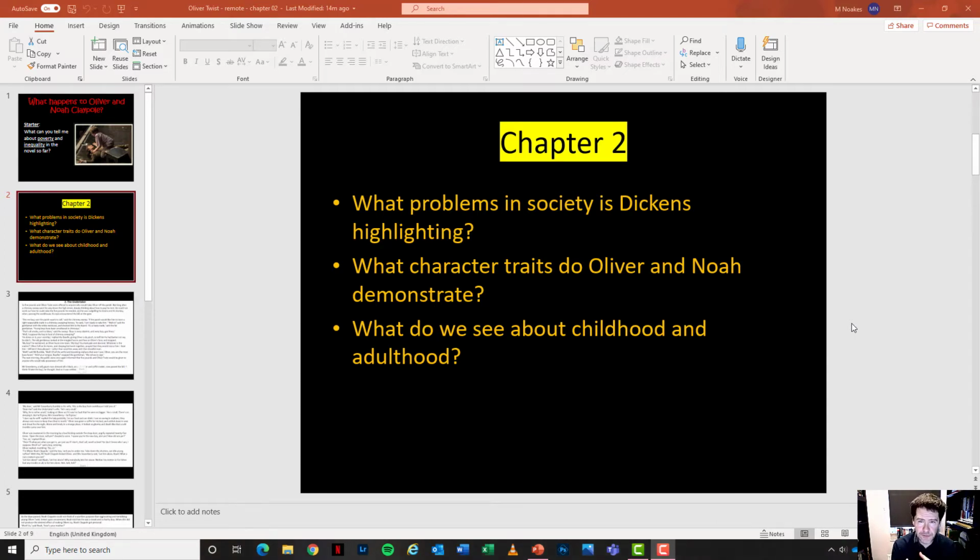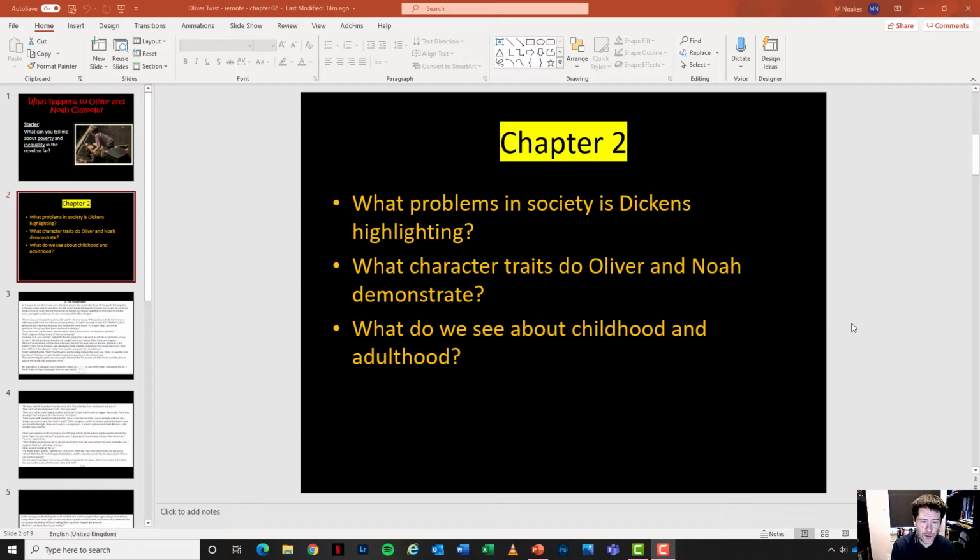What problems in society is Dickens highlighting? So he's really trying to point out to the reader that there are things that are wrong in his society. What do you think he's trying to pick out? Try and find at least one thing to write down and comment on. Second bullet, what character traits do Oliver and Noah demonstrate?